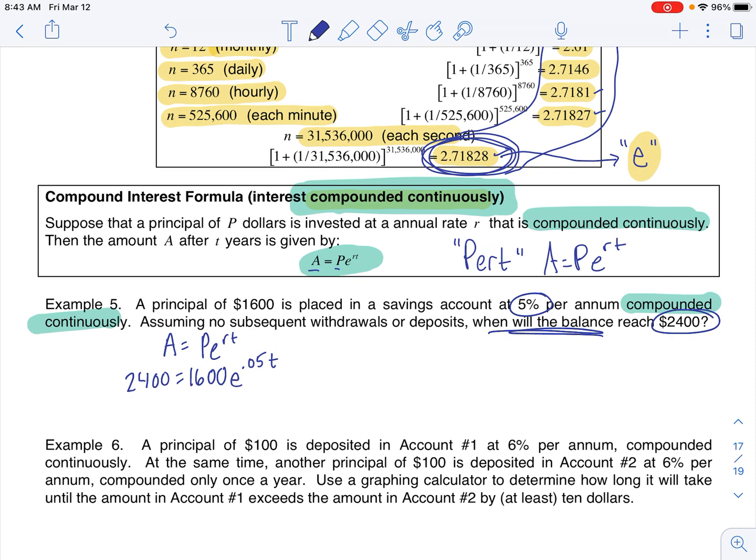All right, so again, we've got an exponential here, and our exponentials, we always solve using a log. So I'm going to go ahead and divide by 1,600 first. Remember, in order to rewrite this as a log, you have to isolate that exponential first, right? So I isolate the e to the 0.05t. So that's isolated first. Now I can rewrite this as a log. So this is natural log of 1.5 equals 0.05t. Divide by 0.05.